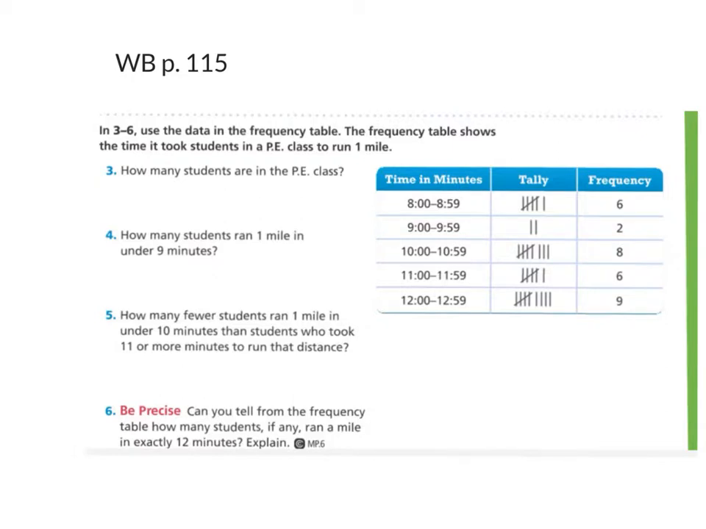Look at workbook page 115. We're going to start with number 3. So they want us to use the data in the frequency table. The frequency table shows the time it took students in a PE class to run 1 mile. So number 3 asks how many students are in the PE class.